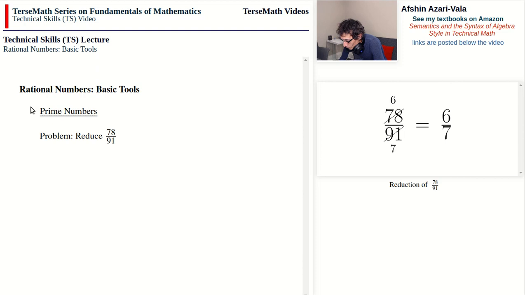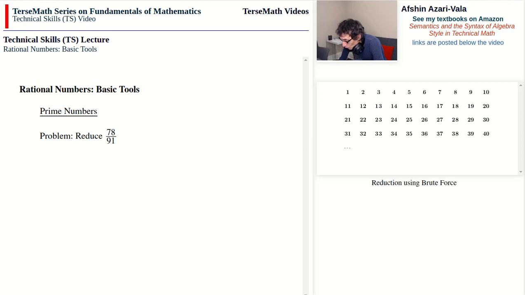And that's one of the reasons we would like to reduce. You notice that it's a lot easier to comprehend the size of 6 sevenths compared to 78 out of 91, although the two of them refer to the same overall amount. Now, of course, the question is, how do we find that 13? And there are different ways to go about finding 13. Probably the worst way of doing it is to use what we call brute force, which means we'll start with 1, and then we'll try 1, 2, 3, 4, 5, 6, and so on until we eventually get to 13 and notice that 13 works.